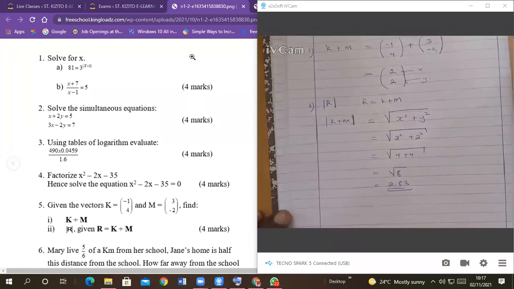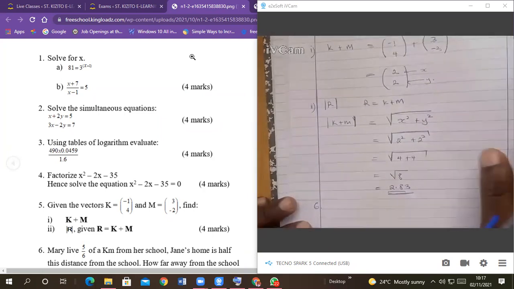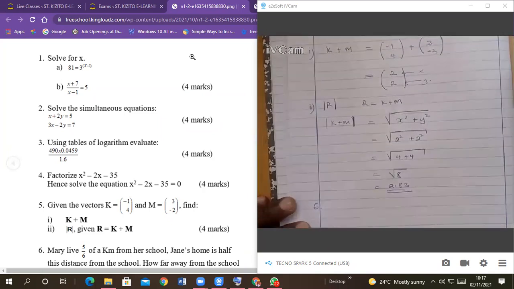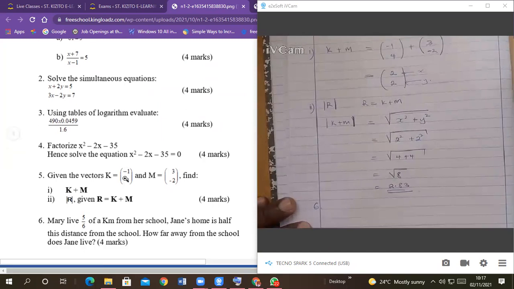That's how it was supposed to be done. Now, question 6. We have 7 minutes. Question 6, they are saying that Mary lives 5/6 of a kilometer from her school.